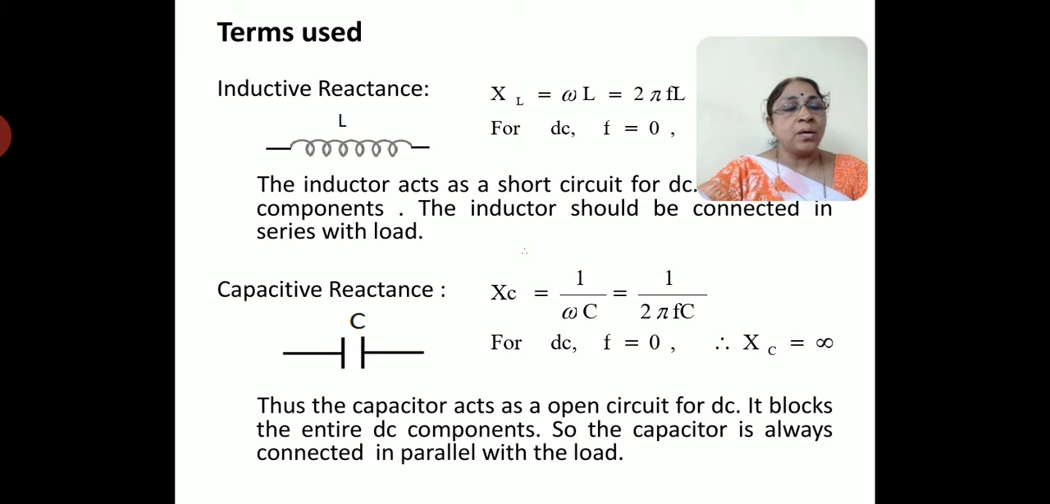Thus, the capacitor acts as an open circuit for DC. It means it does not allow DC; it only allows AC. Therefore, it is connected in parallel. That is, it blocks the entire DC component. So, the capacitor is always connected in parallel with the load.